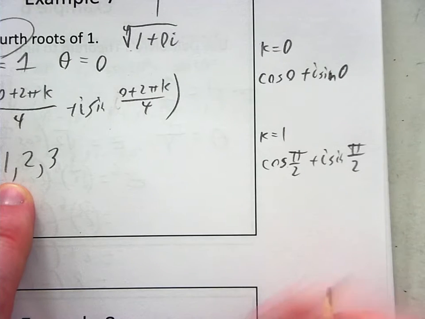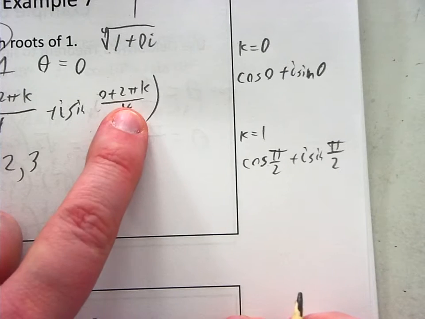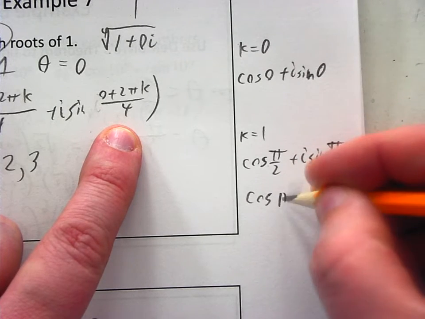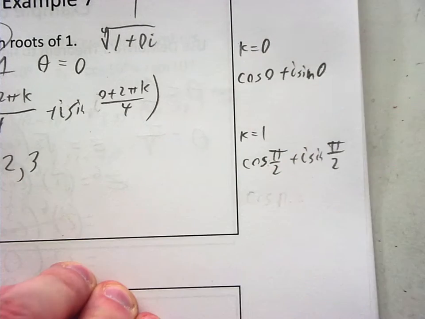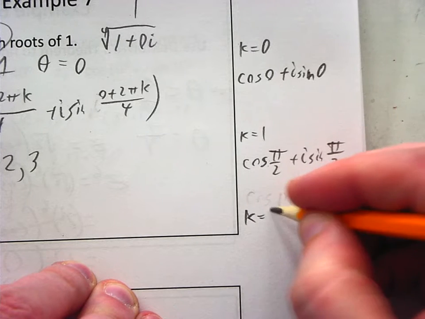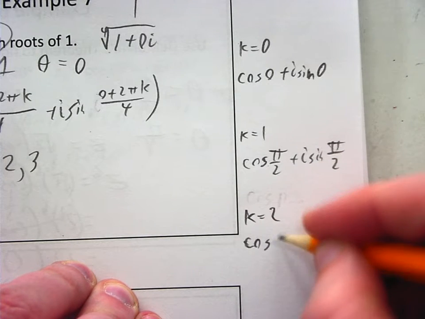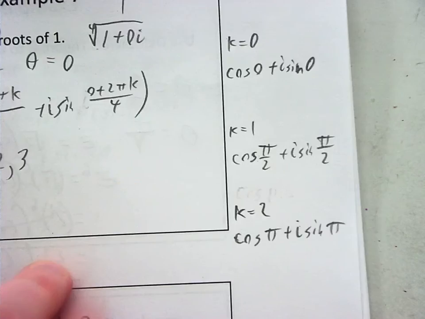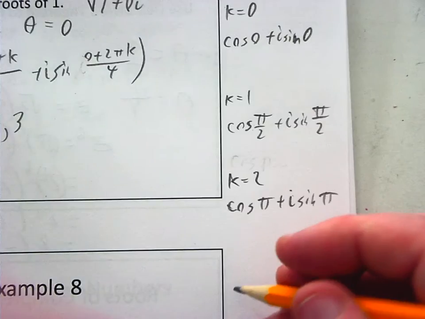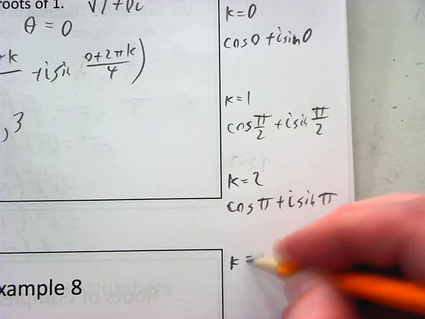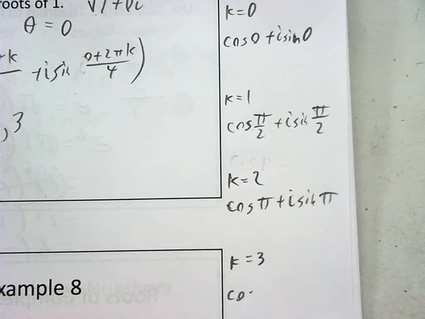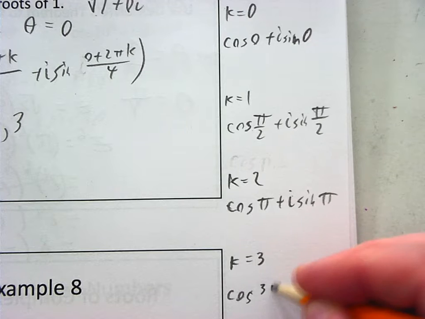Then I do the same thing for 2. If I plug in 2 here, what am I going to get? Pi. So cosine of pi. I actually leave myself some room. So when k is equal to 2, I have cosine of pi plus i sine pi. And then if I plug in 3, what am I going to get? 0 plus 6 pi divided by 4 just gives you 6 pi over 4, so 3 pi over 2.